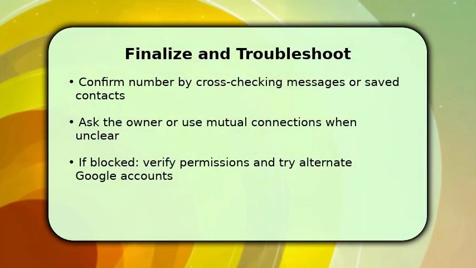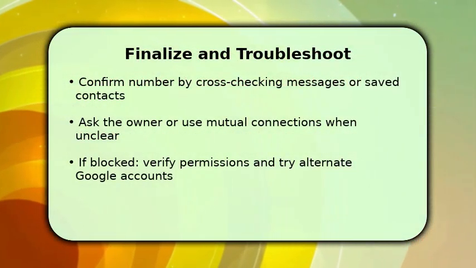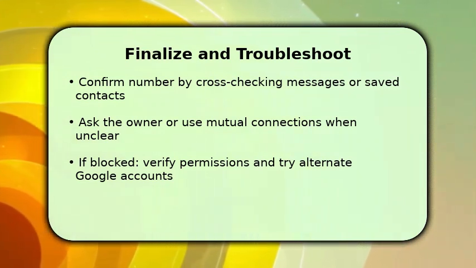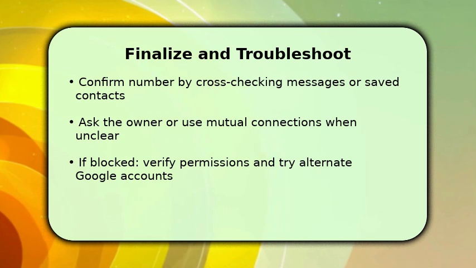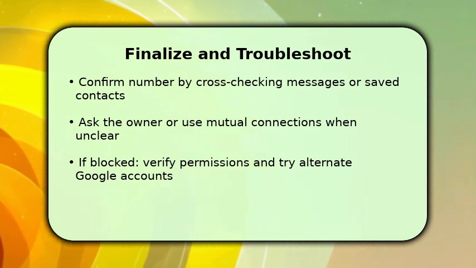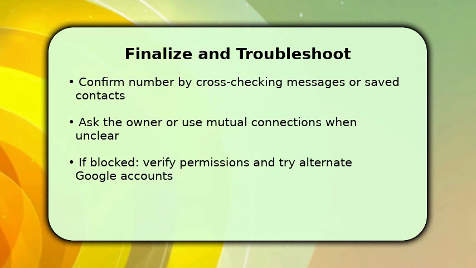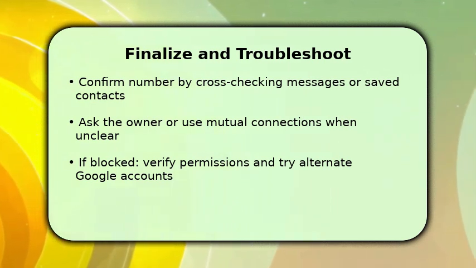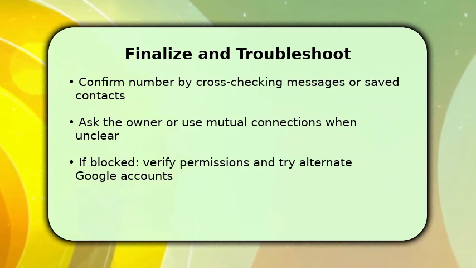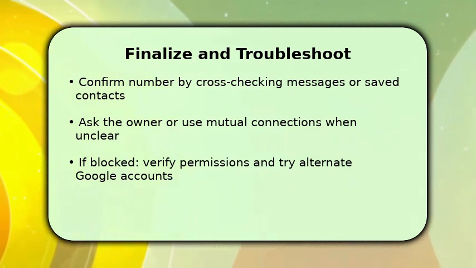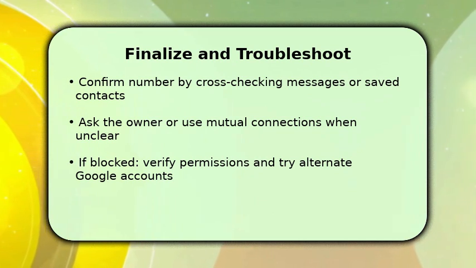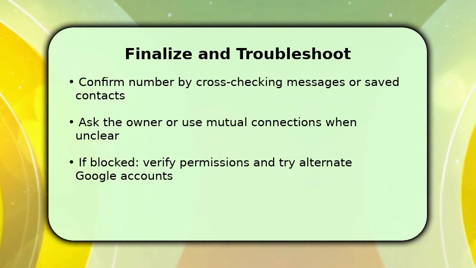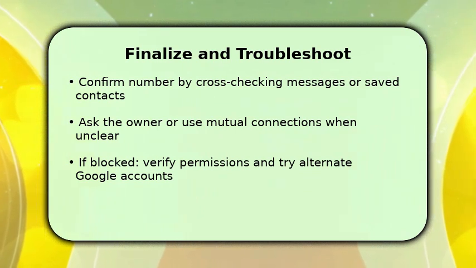To finish, confirm any found number by cross-checking it across emails, event invites, or the contact card. Consistency increases confidence. If the number is missing, politely ask the owner or reach out to mutual contacts who may share the correct digits. If you still can't find it, make sure you have permission and try logging into a different Google account that may have saved shared contacts. Troubleshooting tip: if profile info is hidden, respect privacy. Request the number directly rather than using invasive methods.